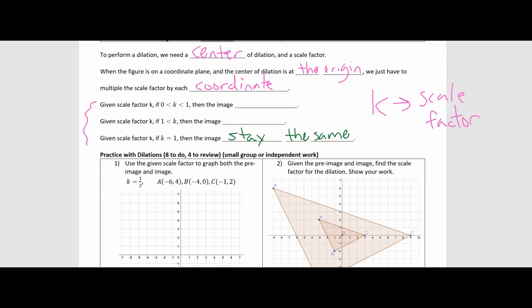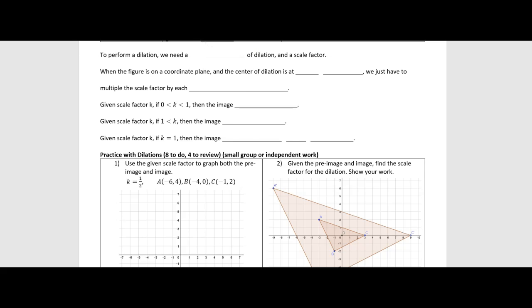If I multiply by a number between 0 and 1, like 1/4 or 0.5 or 5/8, think about what the image would be compared to the pre-image. Well, the image would shrink, or the figure would shrink. So the image would be smaller than the pre-image. Now, if you're multiplying by a number greater than 1, the opposite occurs, and the image enlarges. So the image will be larger than the pre-image.